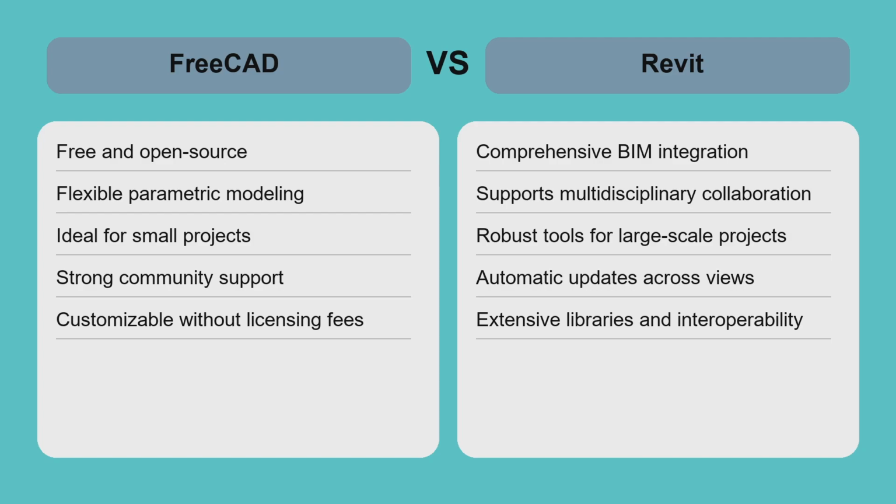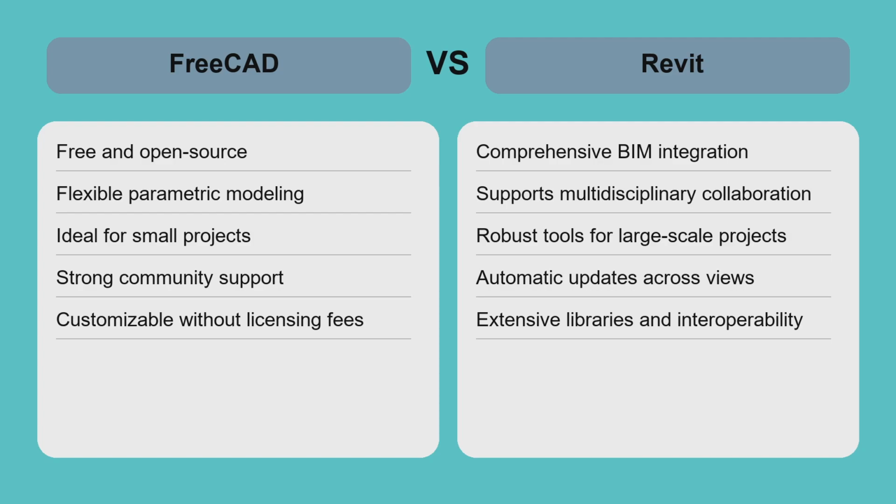It's great for experimental design and learning CAD fundamentals, but lacks advanced BIM collaboration. Revit, on the other hand, excels in integrated BIM workflows, supporting multidisciplinary teams and large-scale construction documentation. It streamlines project coordination, but comes with higher costs and steeper hardware demands.